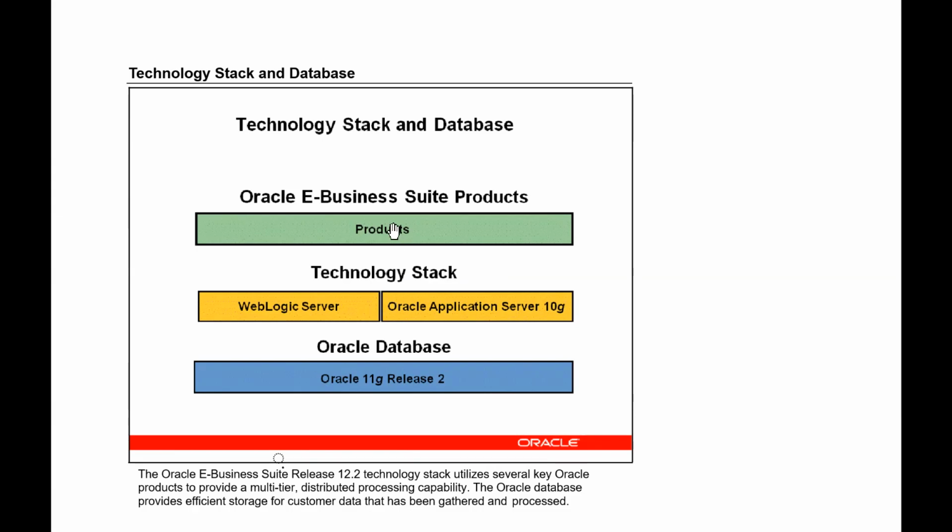So what are the products? Products could be account payables, account receivable, general ledger. All these are called the products. You have an operating system. Above that, you have a database. Above that, you have an application, and above that, these are all the products.